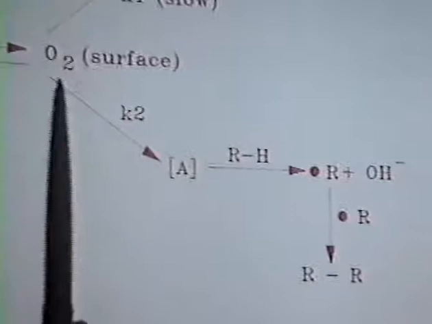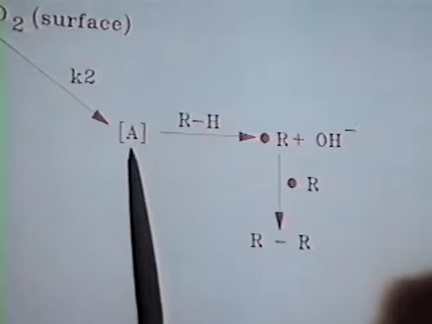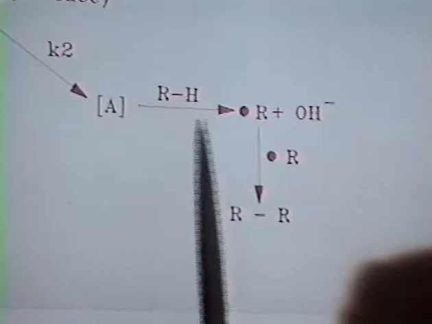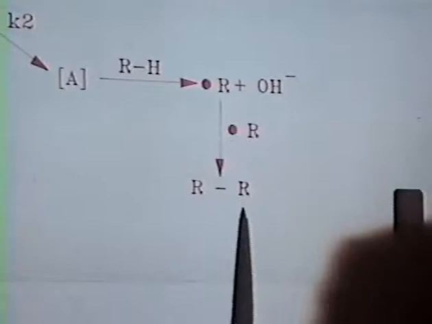Some of this oxygen on the surface forms an intermediate A, which I'll tell you later on I think is the O minus ion. And this O minus reacts with hydrocarbons, and the hydrocarbons can be methane, ethane or ethylene, to form radicals, perhaps an OH minus. These radicals dimerize to give you your product.